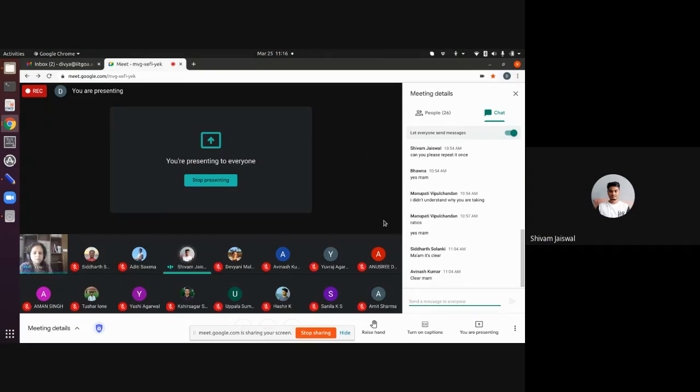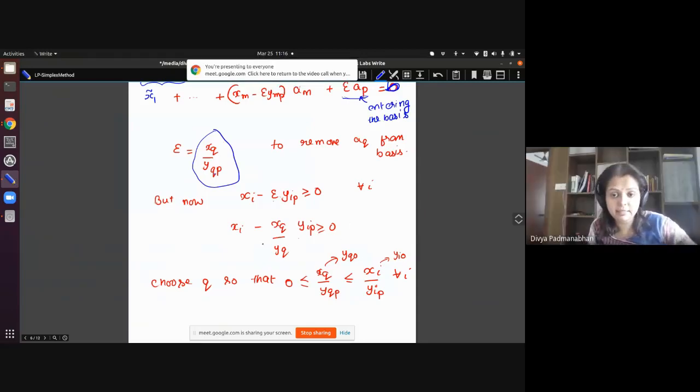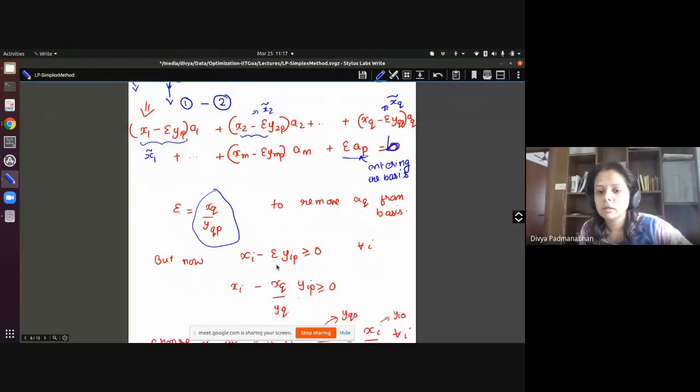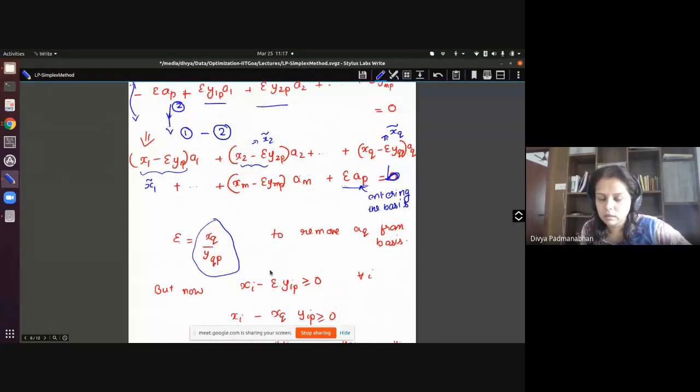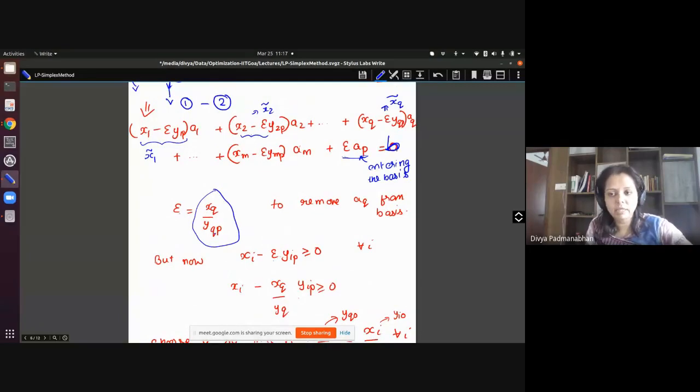Will you take that epsilon to be the minimum of the ratios? Yes, exactly. That's why this epsilon will be fixed as the minimum value of all these ratios. Exactly, you're right. The minimum possible value will ensure that one of them will leave the system.